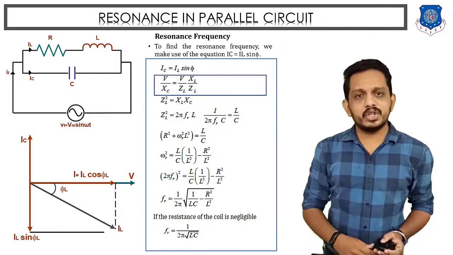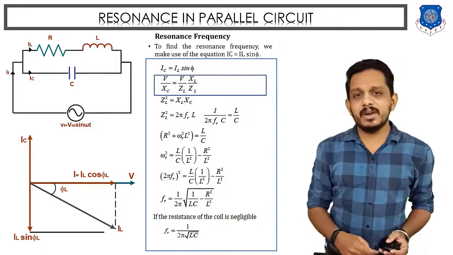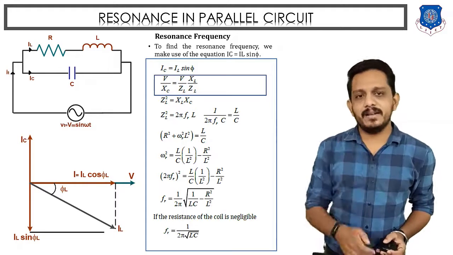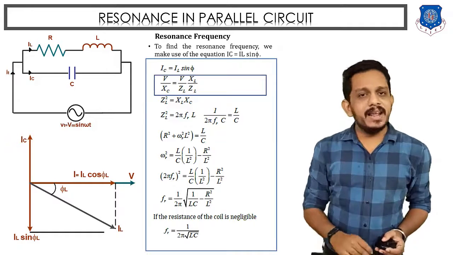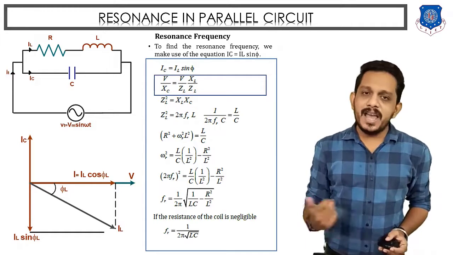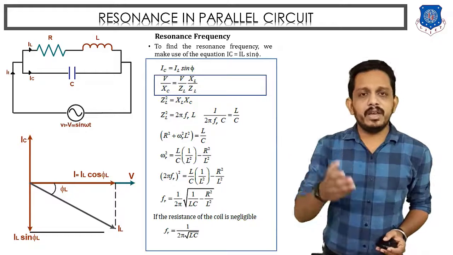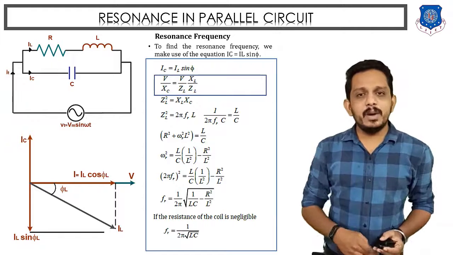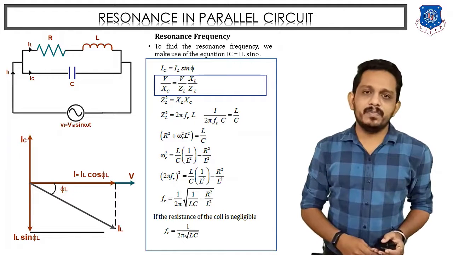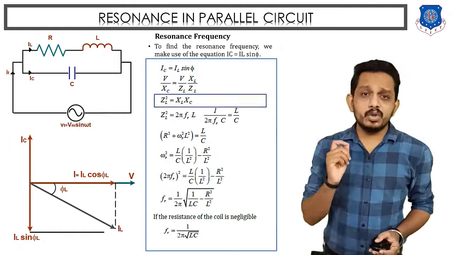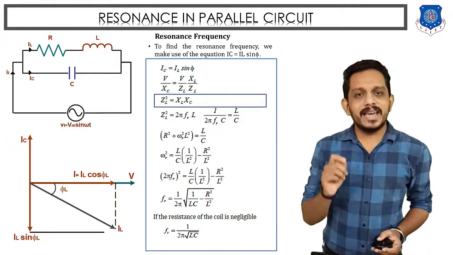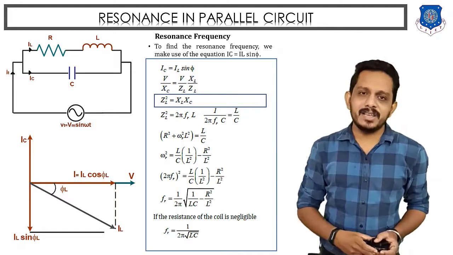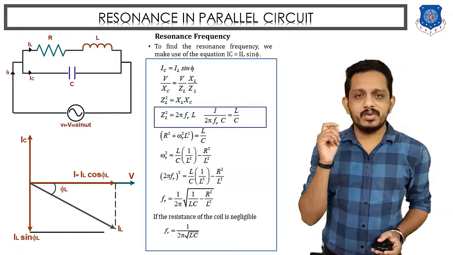So now we have the equation as V upon XC is equal to V upon ZL into XL upon ZL. So this V is the same as the supply voltage, so V can be cancelled out. And if we keep ZL on one side, then ZL square is equal to XL XC. So ZL square equals XL XC is known as the condition of resonance in any type of parallel circuit.